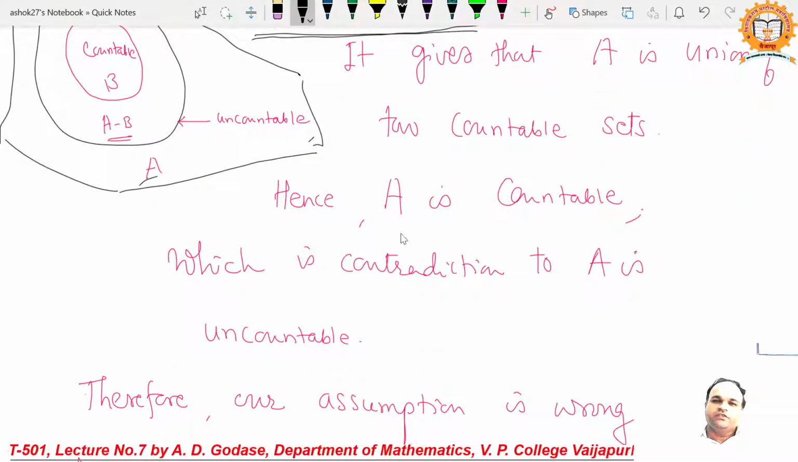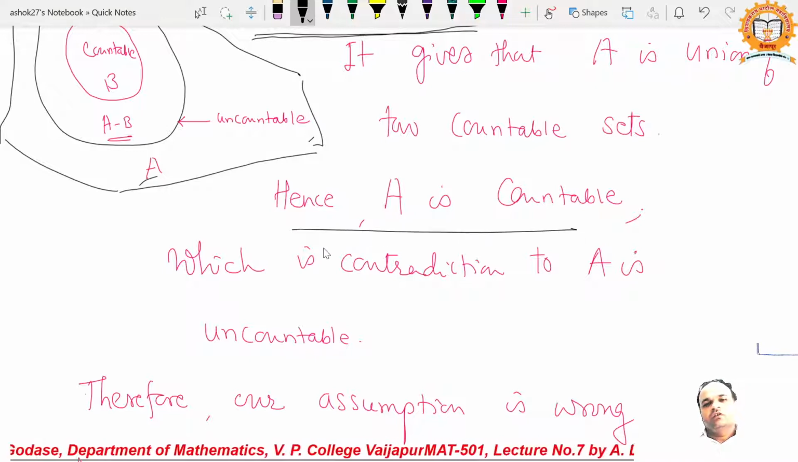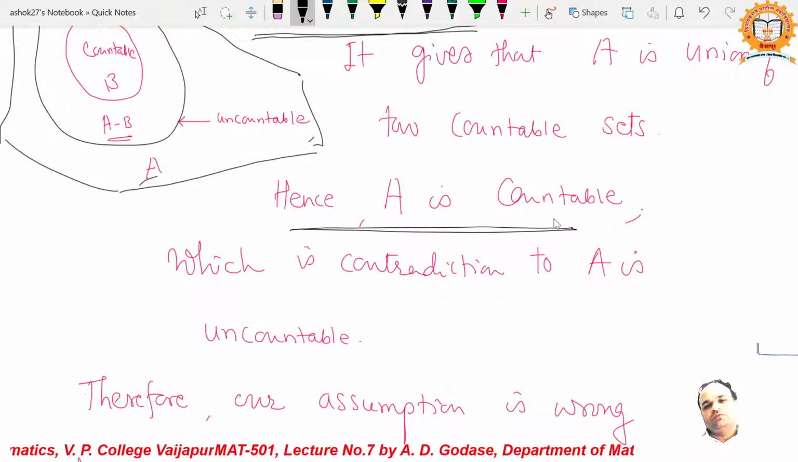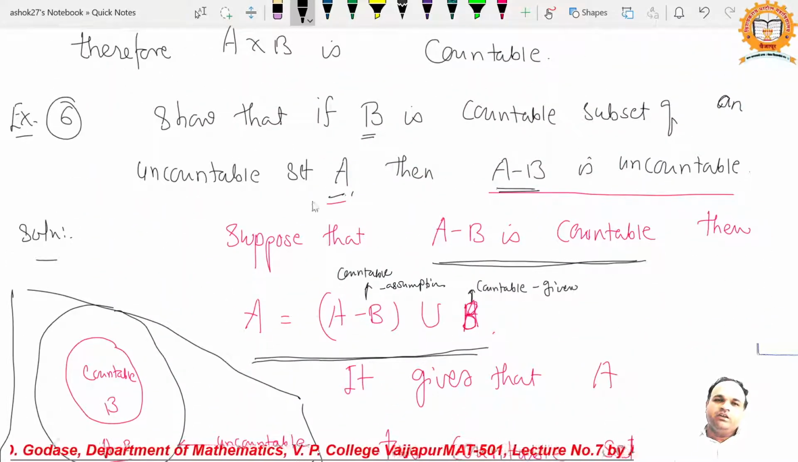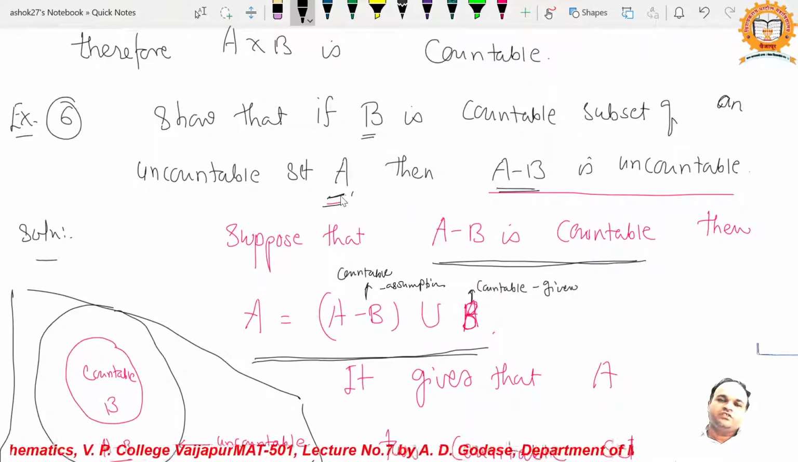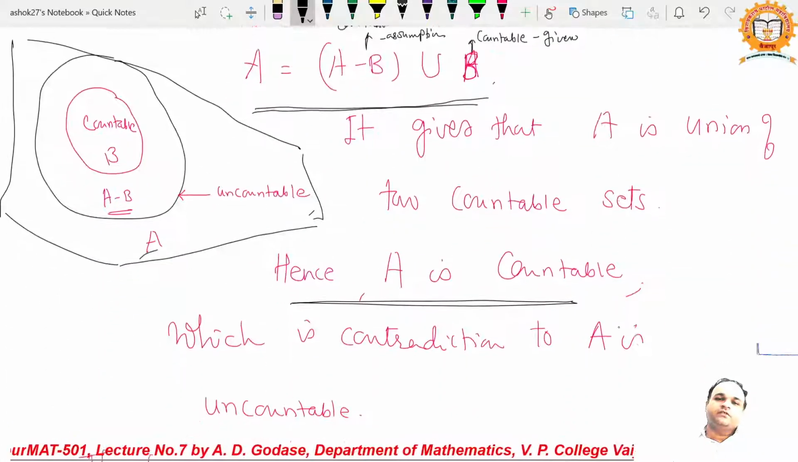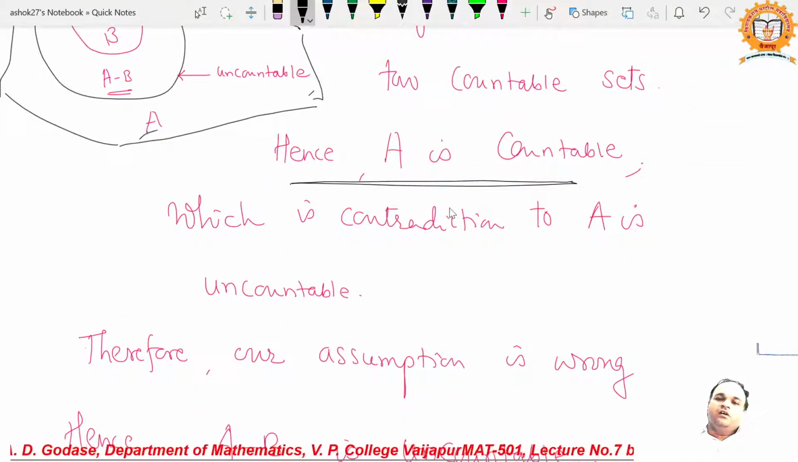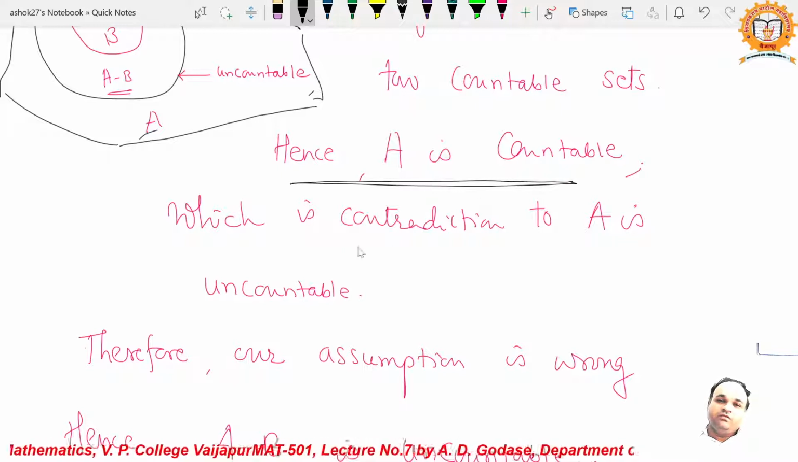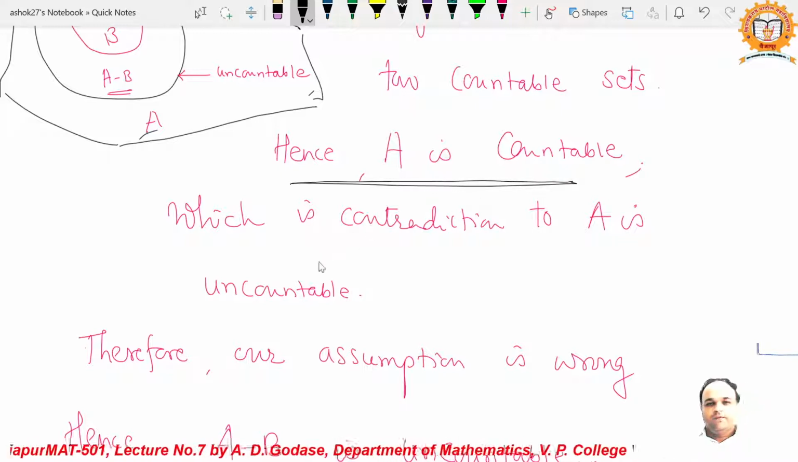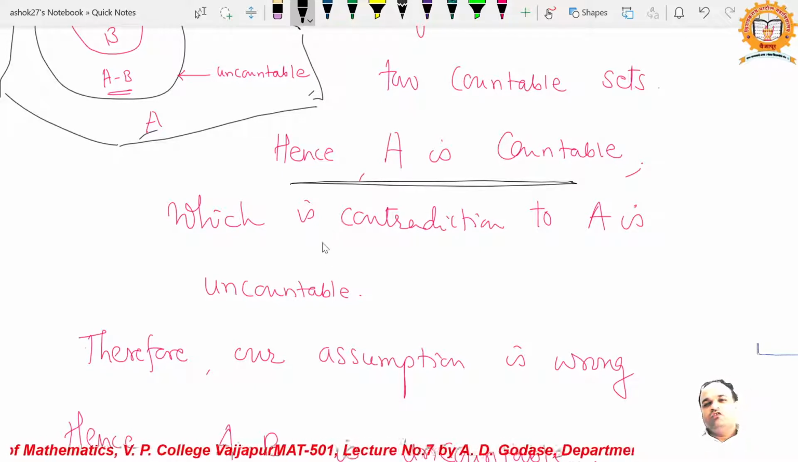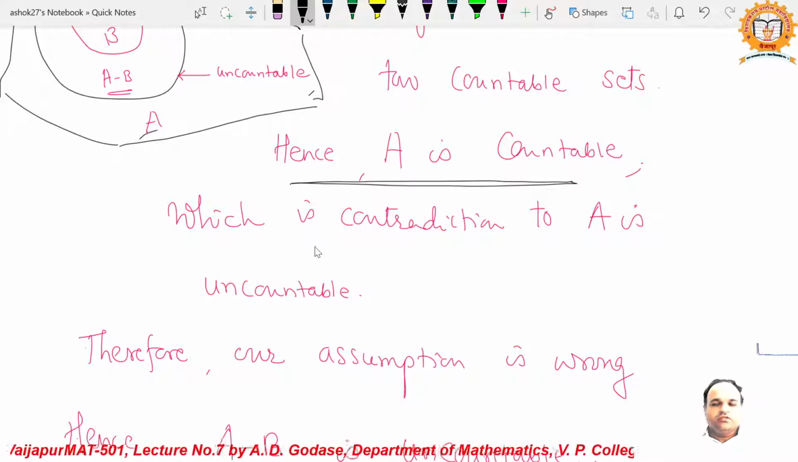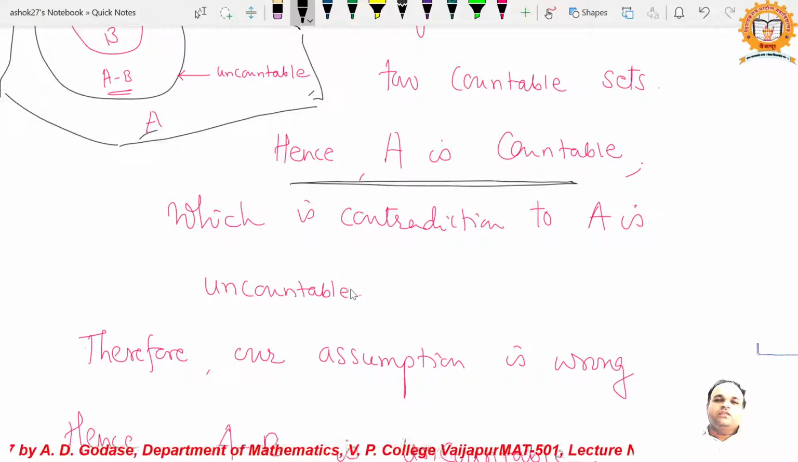But see, what is the hypothesis of this problem? In the hypothesis we are given that capital A is an uncountable set. You cannot change the hypothesis. So A is an uncountable set, and here I am getting A is countable, which is a contradiction to our hypothesis. Hence, we get this contradiction because of our assumption.